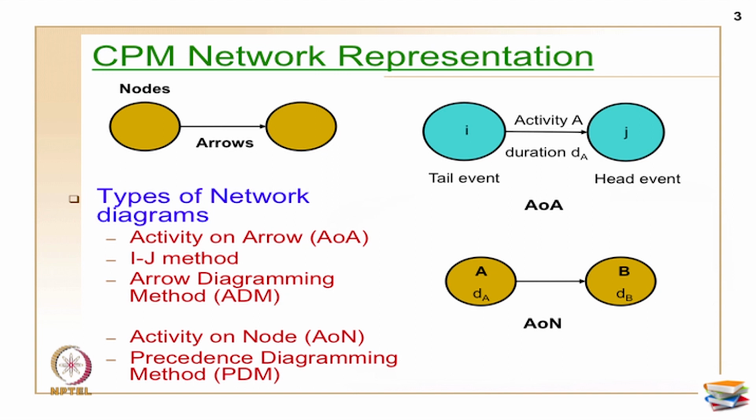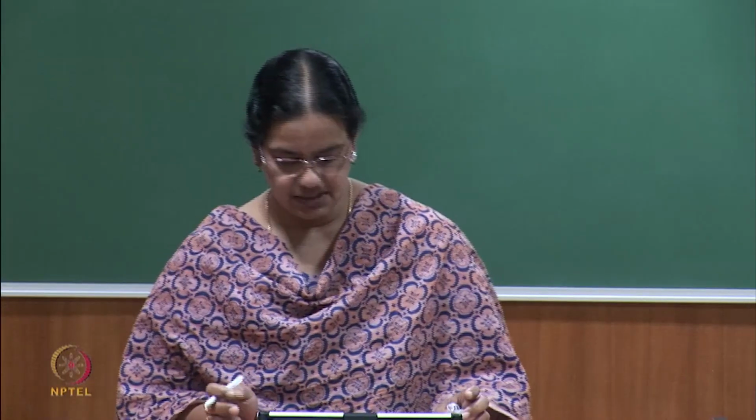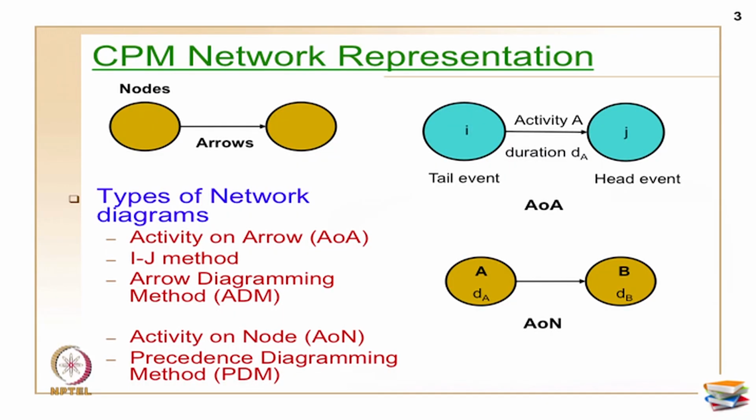Okay. So, if you see here, I am representing the events along the nodes and I am representing the activities along the arrows. So, activity A is represented here, and I is the tail event and J is the head event. Primarily, I do not represent an activity directly; I use the events to talk about the activity, and that is the real reason why we also call the AOA method the IJ method.